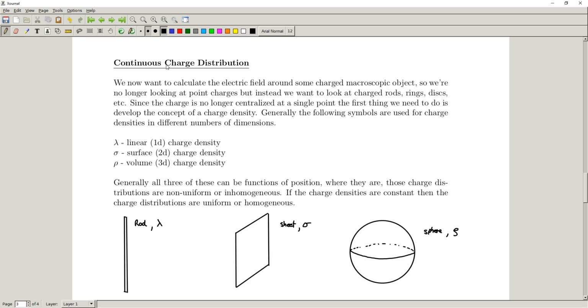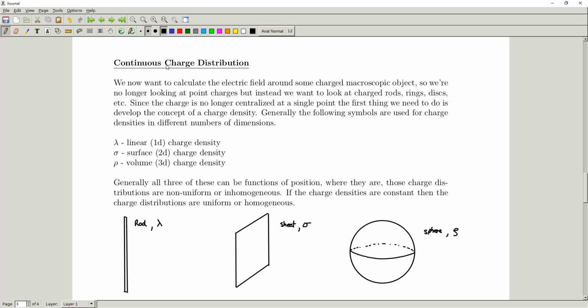Whichever of those, we could go through and add up all the point charges and calculate what the electric field is at some point around that collection of point charges, right? But if we're dealing with macroscopic objects, charged rods, charged rings, or whatever, then we can't really do that. We need to introduce this idea of a charge density, right?